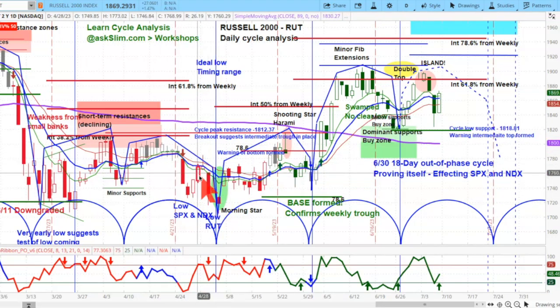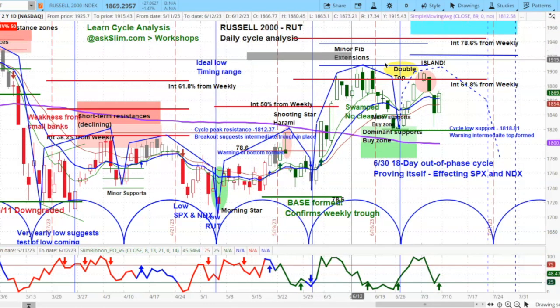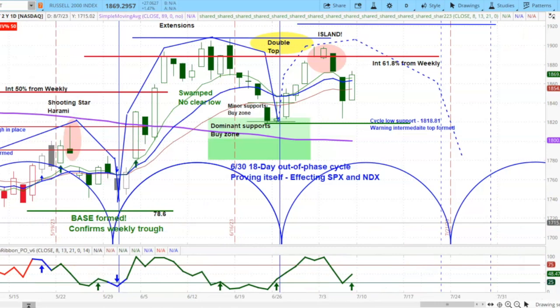Usually when you have a negative cycle in here, then the next rally has trouble making it up to that high. This one equaled it, so it was a little stronger than expected, and then it formed that base. Now I want you to look closely at what's happening right over here because that's so important. We have that double top that's formed right over there and that island.